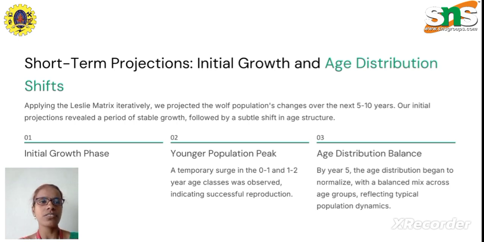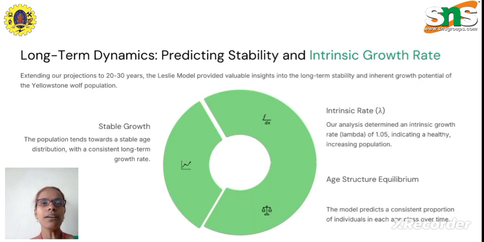The next thing is long-term dynamics. Before that we saw short-term; this is long-term. Here we are predicting the stability. Stability is very important, right? The intrinsic growth rate is also very important for population growth. We extend our projections 20 to 30 years, and the Leslie model provides valuable insights into the long-term stability and inherent growth potential of the Yellowstone wolf population.